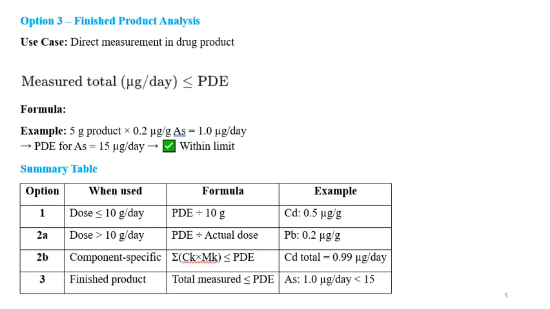Now see the summary table for the options: Option 1, 2A, 2B and 3. Option 1 is used when the total daily dose is less than or equal to 10 gram. Option 2A is used when the total daily dose is higher than 10 gram. Option 2B is component specific, and Option 3 is the finished product testing.